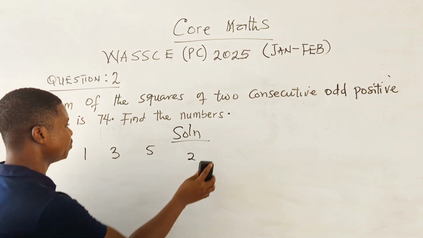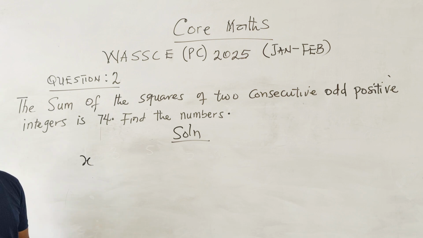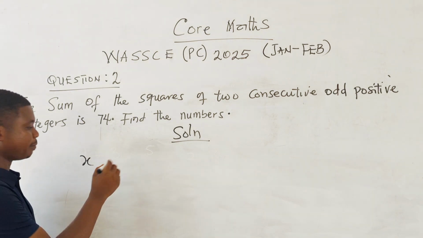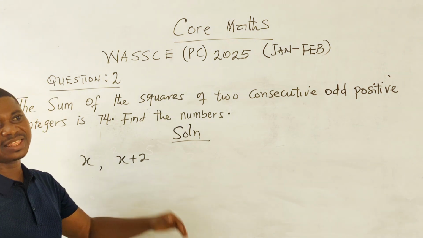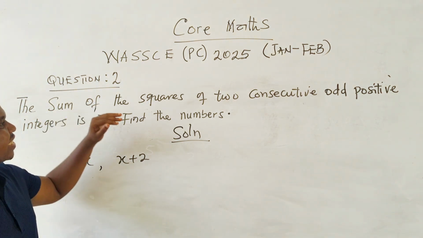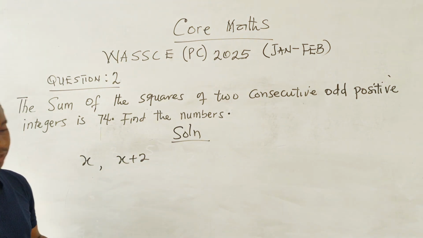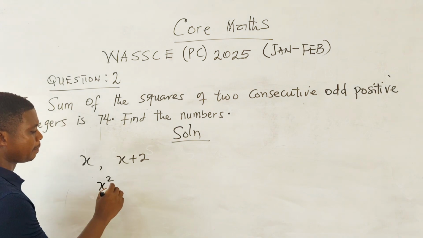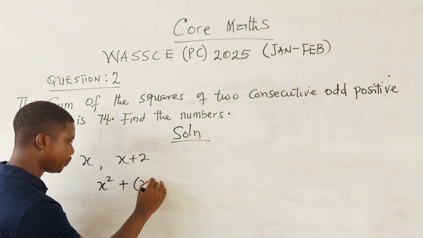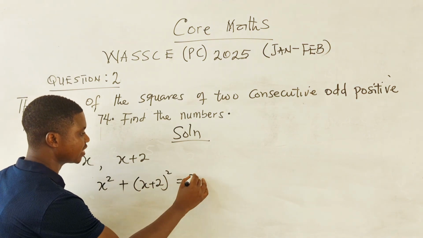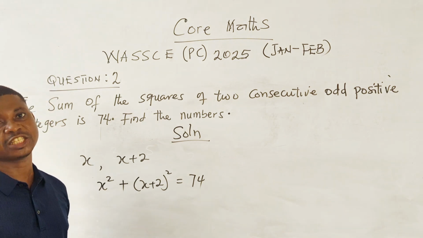So let's assume that our first number is x. If our first number is x, the second number will be x plus 2. From the question, it says the squares of these consecutive odd numbers, so x squared plus (x plus 2) all squared should give us 74. Having this, the rest is for us to expand.